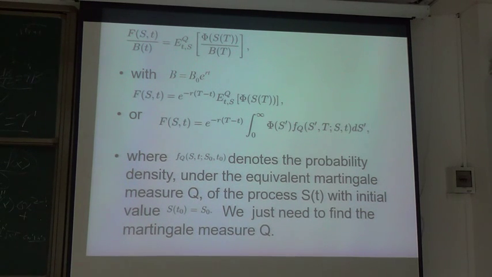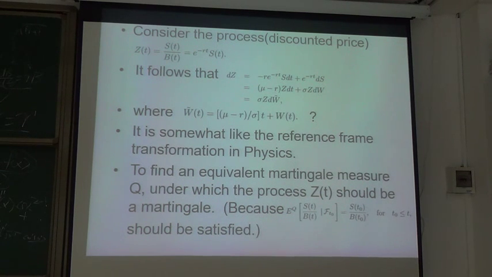And if the bank account return function B equals B0 e^(rT), we will obtain that F(S,T) can be expressed as the expectation of the boundary function of S and T. And F_Q denotes the probability density under the equivalent martingale measure Q of the process S_T with initial value S0. And we just need to find the martingale measure Q and consider the process, which means the discounted price, and take the differential of dJ. And if we change Wt to a new linear process with this form, we would turn dJ into a standard Brownian motion.